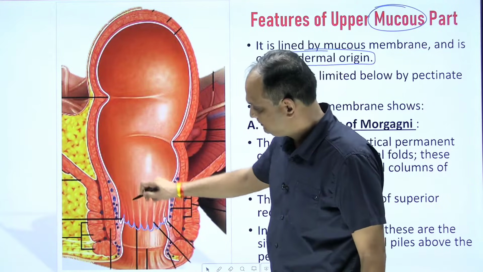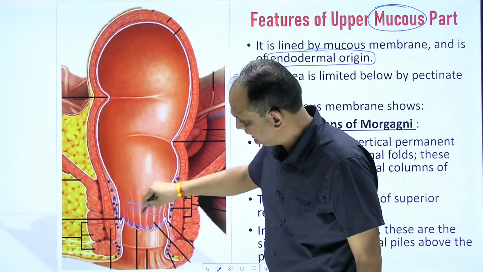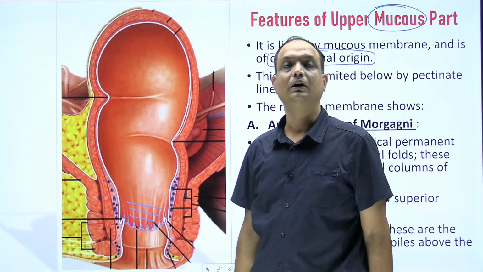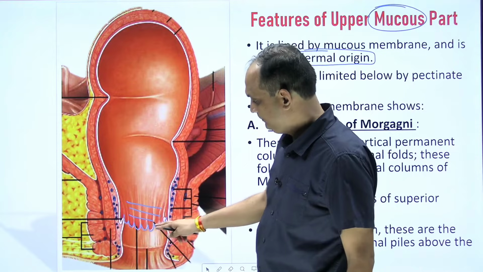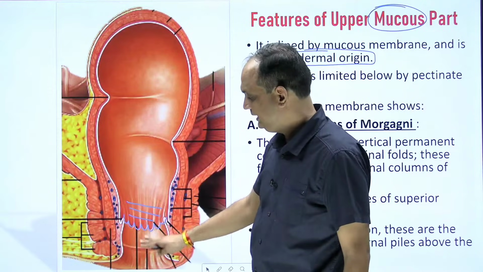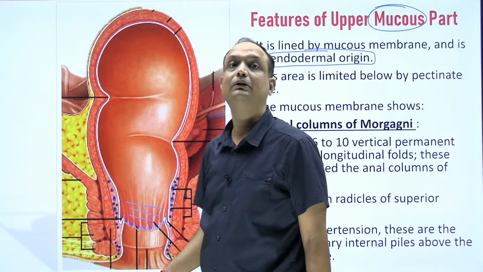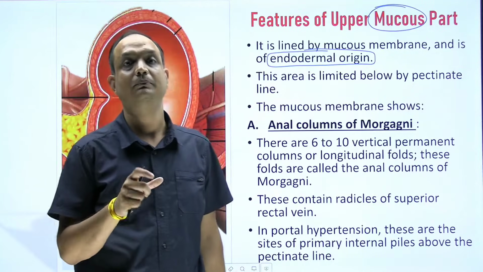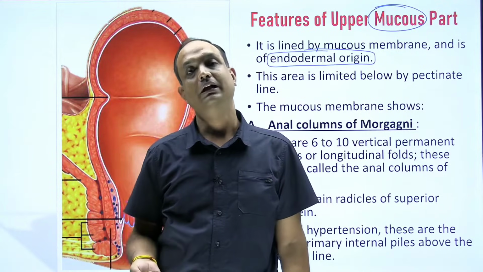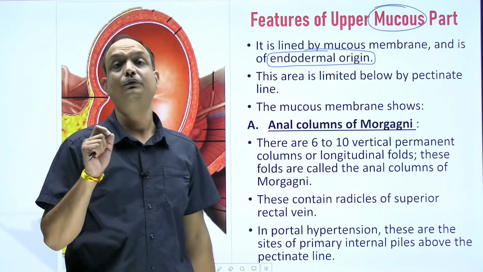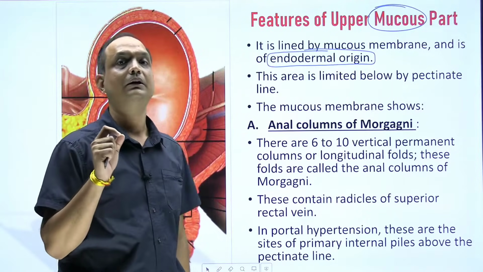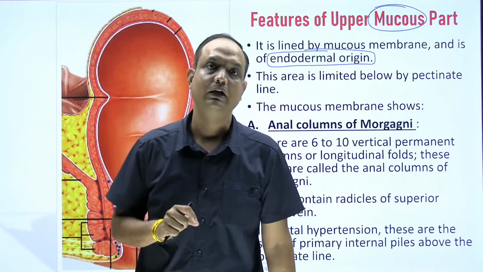Clear? Now this part which is above the pectinate line is the uppermost part of your anal canal, which develops from endoderm. The area below this blue line is your lower part, and that lower part, I told you, is further divided into the middle portion or transition zone and the lowermost part. Now what are the important features related to the upper part of the anal canal that you will have in the exam?